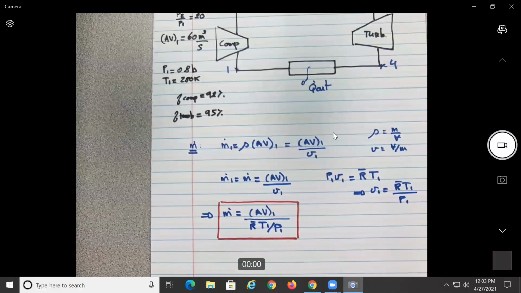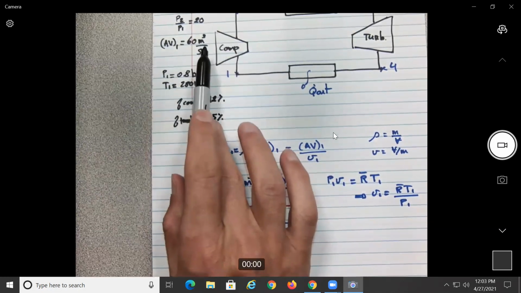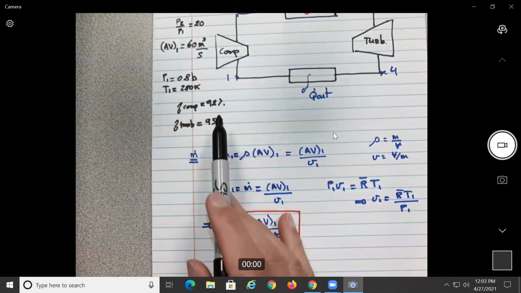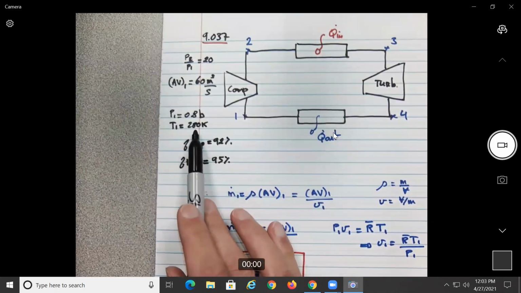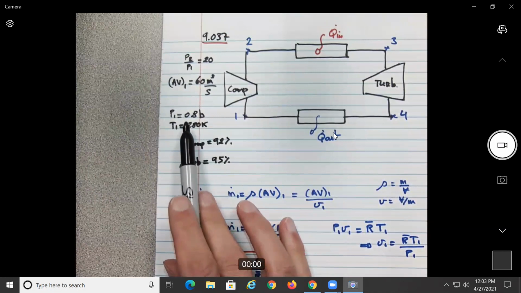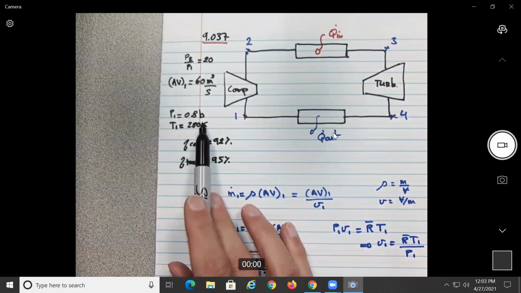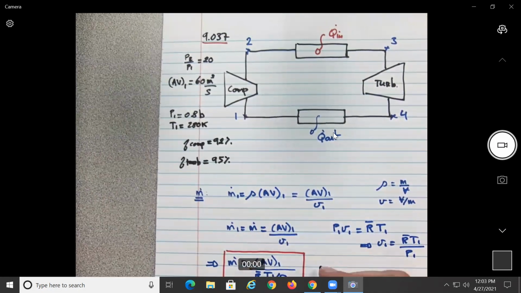Okay, so over here, I let you do the numerical application on your own. We know A v1 is equal to what? 60 cubic meters per second. T1 is 280 Kelvin. This is 0.8 bars, so probably you need to change the bars to kilopascals, no? Okay, and now what is R bar?